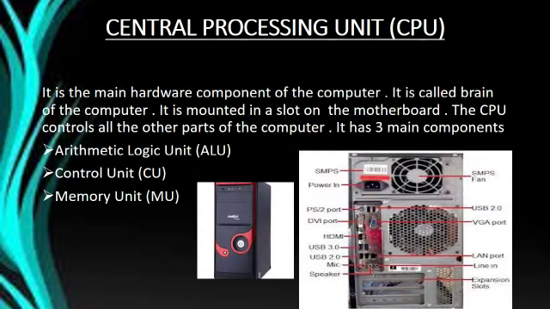Central Processing Unit (CPU). It is the main hardware component of the computer and it is the most important part of the computer. It is called brain of the computer. It is mounted in a slot on the motherboard. The CPU controls all the other parts of the computer. It has three main components: Arithmetic Logic Unit (ALU), Control Unit (CU), Memory Unit (MU).